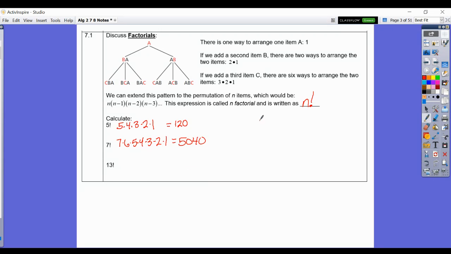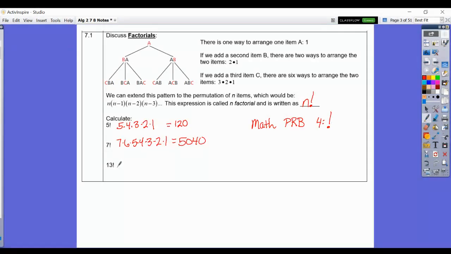So there is a button on your calculator. If you have a TI calculator, you go to Math, which is in the top left buttons. And then across the top of your screen, you'll see some different things, and you look for PRB for probability, and you're going to arrow left or right to get to that. And then I believe on most of them, it's number 4, but you're looking for the exclamation mark.